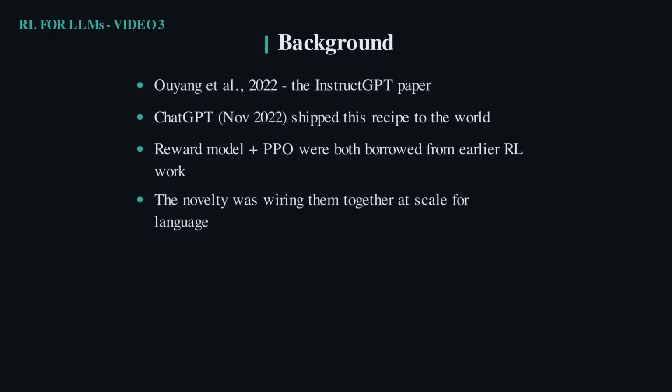The blueprint is the 2022 InstructGPT paper by Ouyang and colleagues at OpenAI. ChatGPT shipped that recipe that November. Interestingly, the reward model and PPO were both borrowed from earlier reinforcement learning work. The real novelty was wiring them together for language at scale, and it worked astonishingly well.